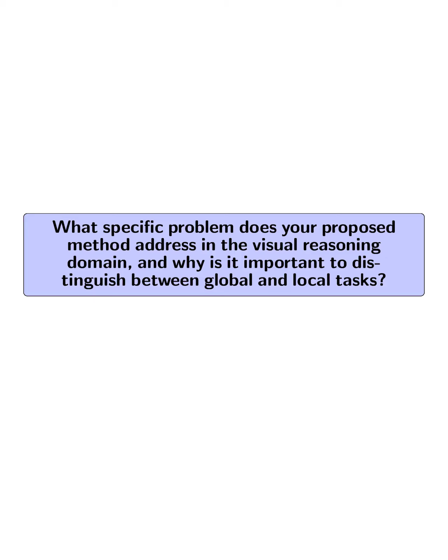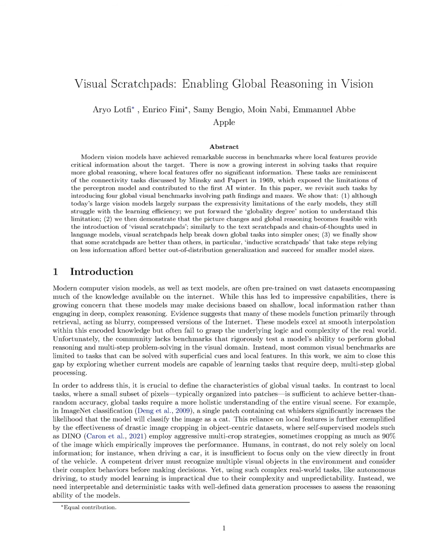What specific problem does your proposed method address in the visual reasoning domain, and why is it important to distinguish between global and local tasks? The proposed method addresses the significant issue of evaluating and enhancing the reasoning capabilities of modern computer vision models, which often rely on local features and shallow information rather than engaging in deep, multi-step global reasoning.